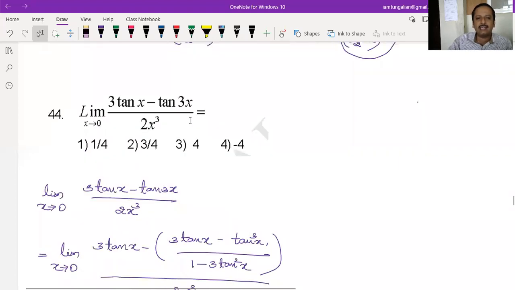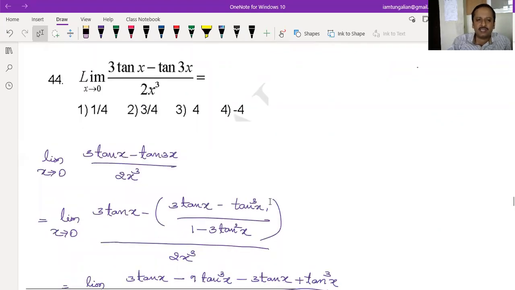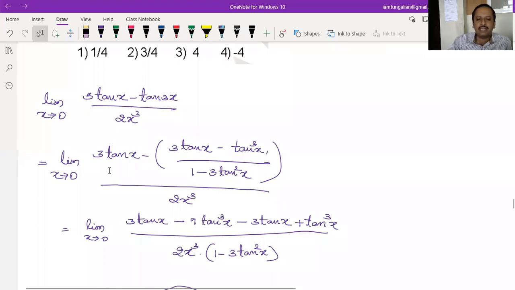Okay. Tan 3x. I'm using the formula tan 3x is 3 tan x minus tan cube x divided by 1 minus 3 tan square x. After that, I am taking LCM here. LCM is 1 minus 3 tan square x. So this numerator will be 3 tan x into 1. That will give you 3 tan x. 3 tan x into minus 3 tan square x, that is minus 9 tan cube x. Minus of 3 tan x, that is minus 3 tan x. Minus into minus tan cube x is plus tan cube x.